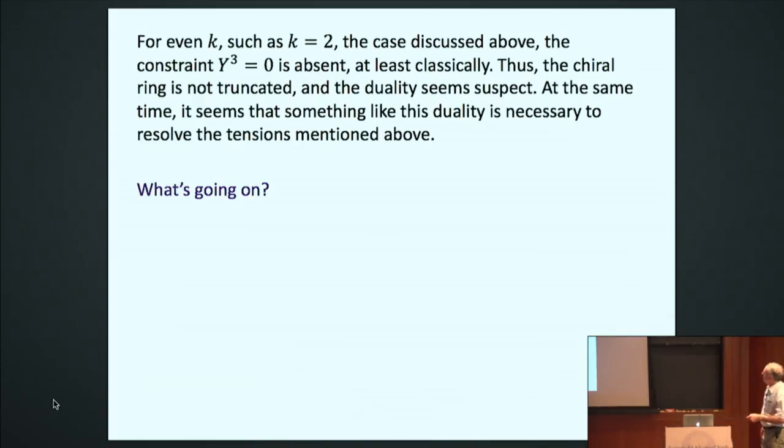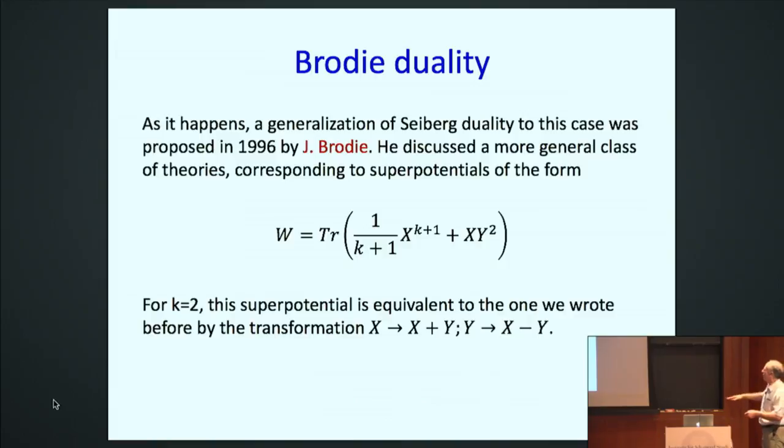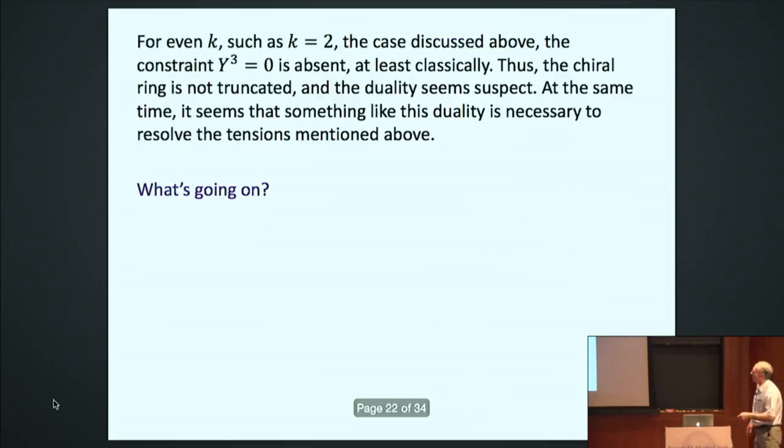And we need it for even k, in particular k=2, but there this constraint is absent, at least classically. The ring is not truncated, and the duality seems suspect. People who looked at this problem over the years, including Matt Strassler here, had fluctuating opinions about this: whether it means that for even k this whole story is not true, but on the other hand, you can flow from a superpotential like this with odd k to one with a lower even k. But on the third hand, in the recent Intriligator-Nardoni paper, they showed that there are some issues with this flow. So it was never very clear what's going on.